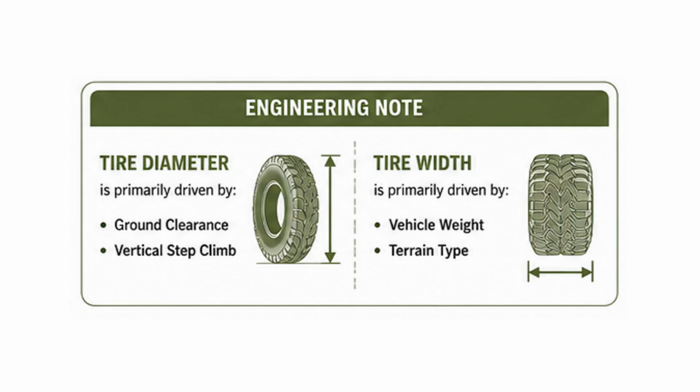Tyre width is selected differently. It depends primarily on vehicle weight and the type of terrain. Heavier vehicles and softer terrain generally require wider tyres to increase the contact area and reduce ground pressure. In the next section, we will examine both calculations step by step and see how these values are converted into a practical tyre size for the UGV.